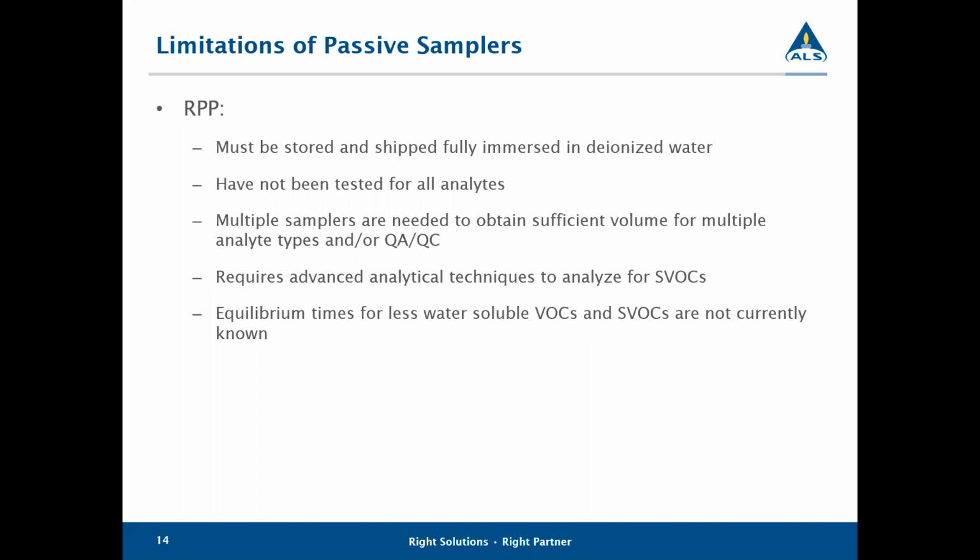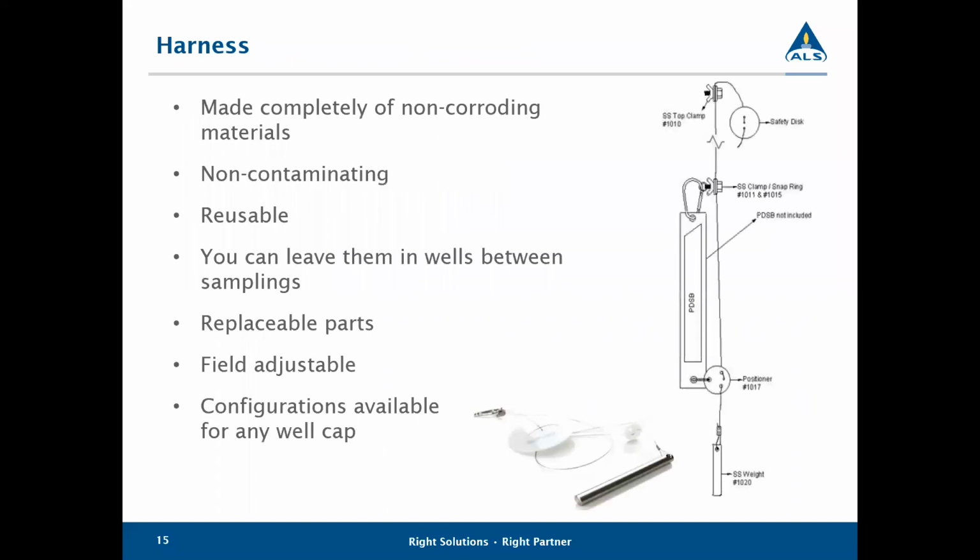You may need multiple samplers to obtain a sufficient volume. You might need advanced techniques or methods to analyze for SVOCs, and some of the equilibrium times may not be as well. So the harness assembly is something that we're able to supply. I've mentioned we can supply these specific to your well.